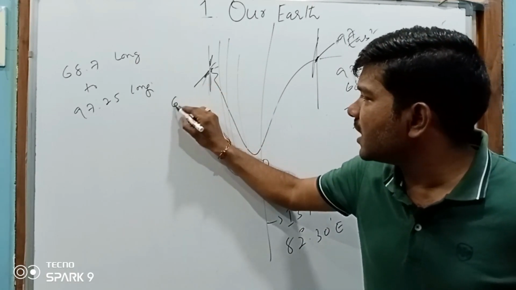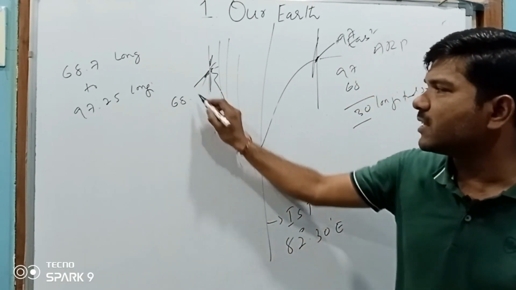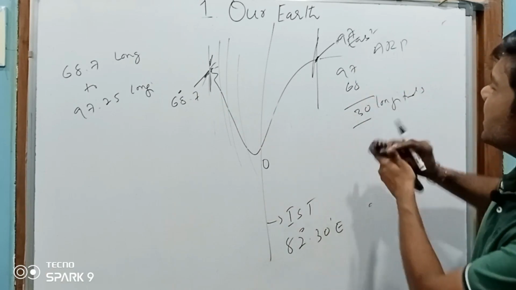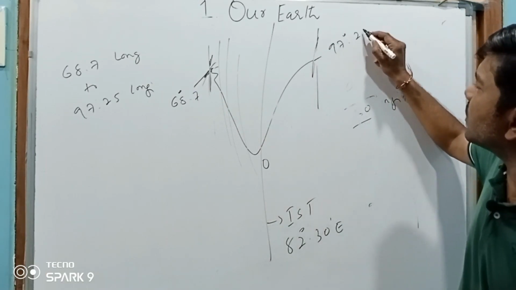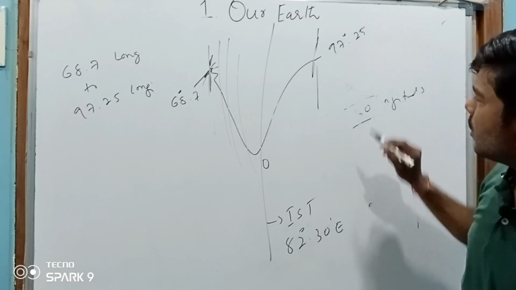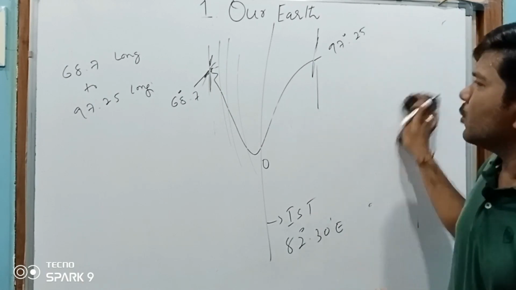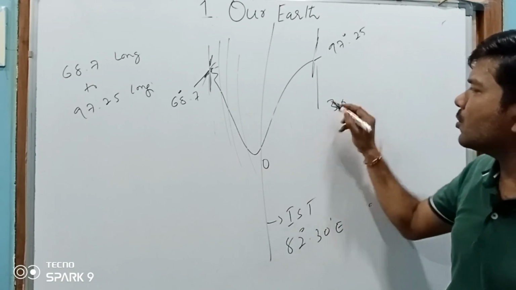India's west longitude is 68 degrees 7 minutes, and India's east longitude is 97 degrees 25 minutes. If you round all this, there are 30 longitudes.